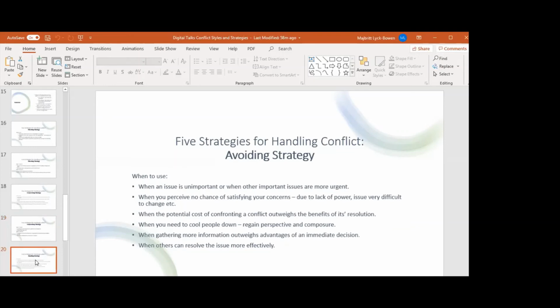Okay, so avoiding strategy, and as I said, this slide sometimes has a bit of a negative connotation to it, but it actually is quite a powerful strategy in some situations. So this is, for example, good if you feel that the issue really is not very important to you, and when you feel that other issues are more important.